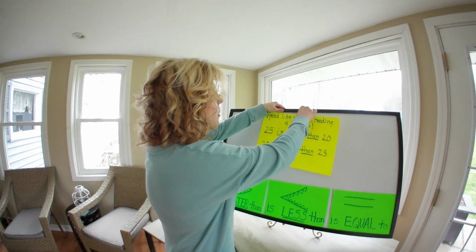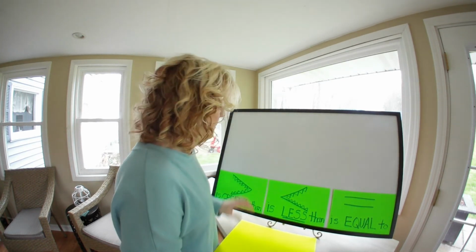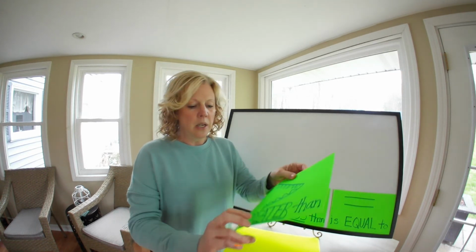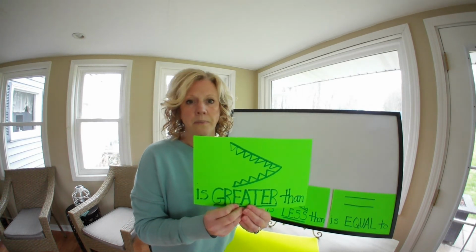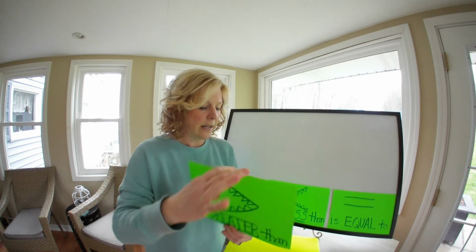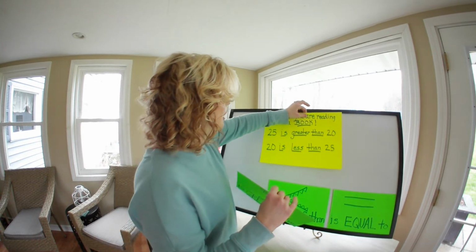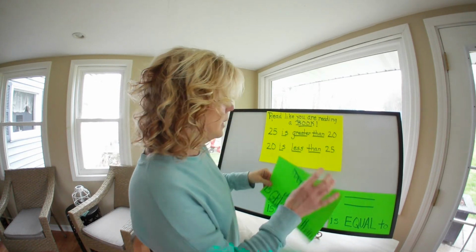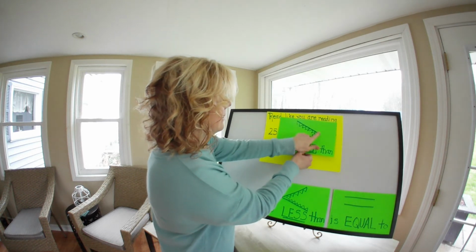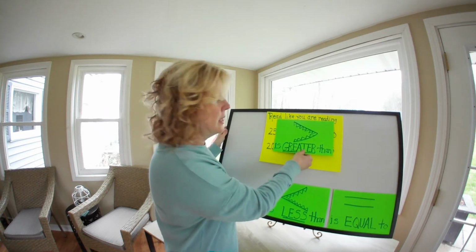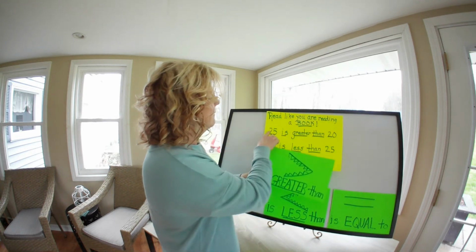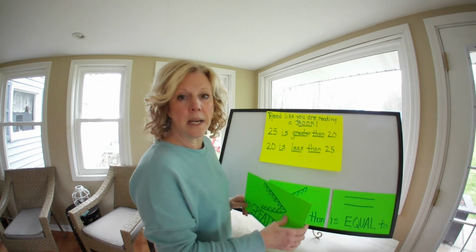So let's go on to look at something new today. It's basically saying the same thing, just using a symbol. So here's your greater than symbol. This means that if I have a number like 25, actually let me put this back up here again. So if I have 25 and 20, I'm going to open up the mouth to the 25. See how that looks like a mouth with teeth? I'm going to open that up to the bigger number, and I'm going to read it, 25 is greater than 20.